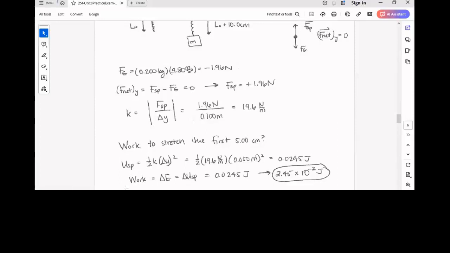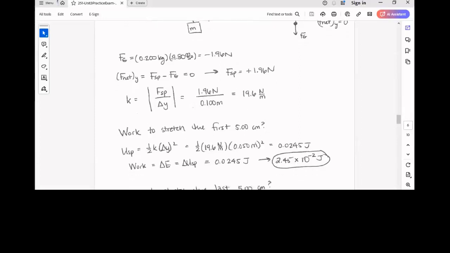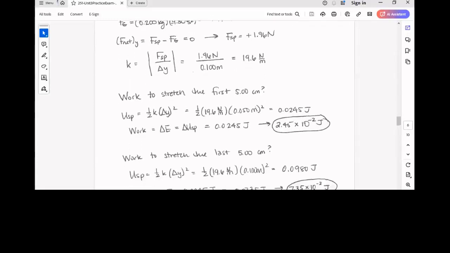Because the block is not oscillating, that potential energy is going to be equal to the work done by really the gravitational force in causing the spring to stretch out by 5 centimeters, just to start with. So in other words, the mechanical energy of this system is all potential. There's no kinetic because the block's not moving. So that work also would have to be equal to 2.45 times 10 to the negative 2 joules.